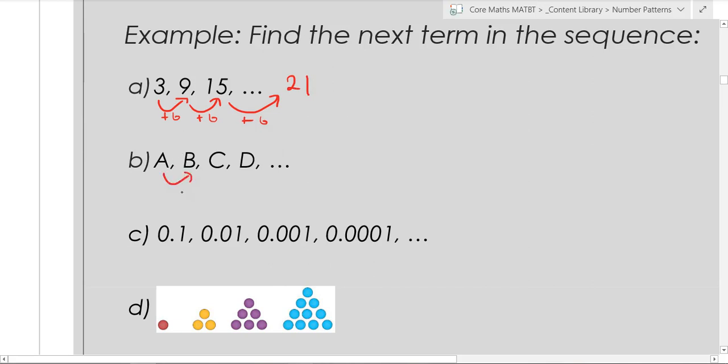A, B, C, D. The next letter should be, well, it looks like it's going through the letters of the alphabet, so the next one should be E.